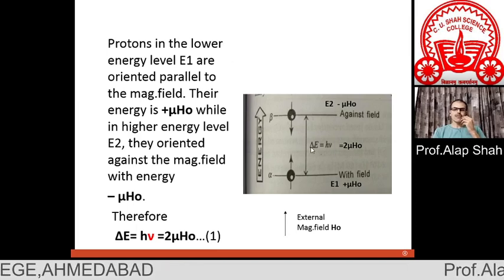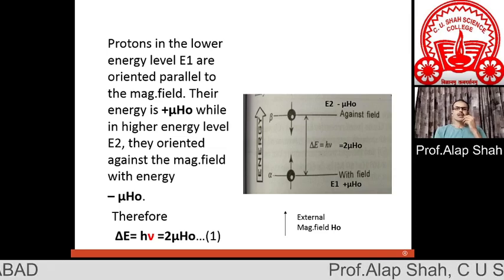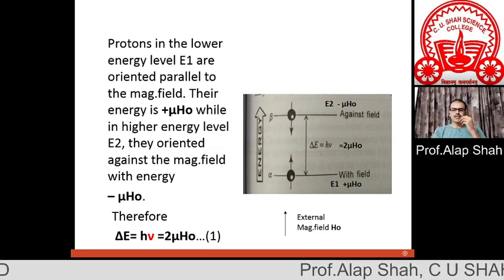But in the case of NMR, after absorption of delta E amount of energy, the spin of the proton jumps from one energy level to another. That phenomenon is called flipping of the proton. FLIP, flipping of the proton. Do you remember Kaun Banega Crorepati? In one season, contestants were given a lifeline called flip the question.